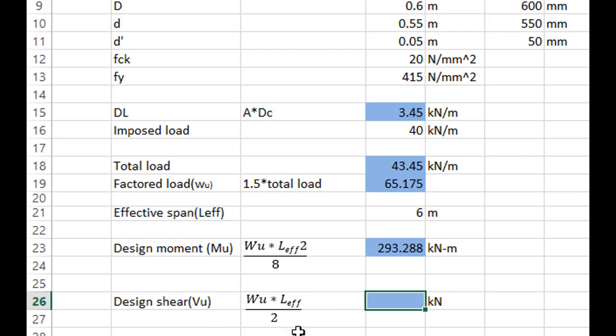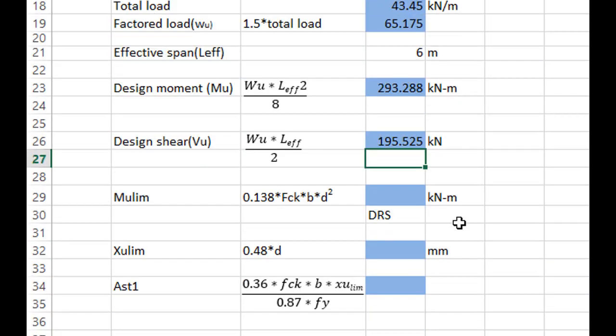Then similarly we have to calculate the design shear. The formula of design shear is Wu into L effective divided by 2. So let us input the values here. So the Wu is this one into L effective, which is 6, divided by 2. So we have obtained the value of 195.525 kilonewton.